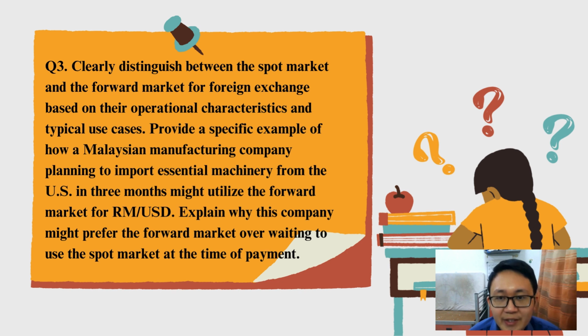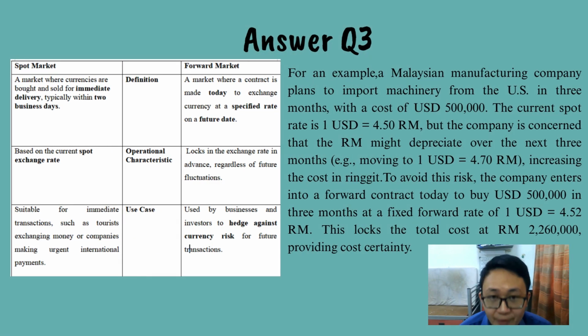The third question is to clearly distinguish between the spot market and the forward market for foreign exchange based on their operational characteristics and typical use cases. Provide a specific example of how a Malaysian manufacturing company planning to import essential machinery from the US in 3 months might utilize the forward market for RM/USD. Explain why this company might prefer the forward market over waiting to use the spot market at the time of payment. Here's the answer for question number 3.